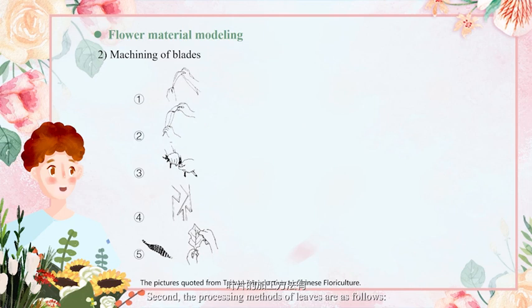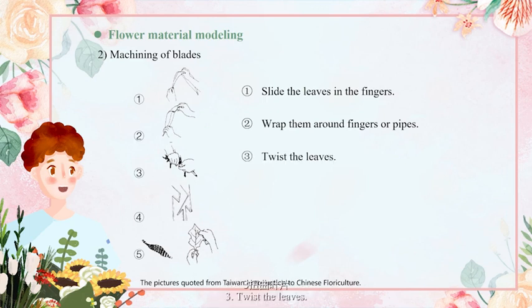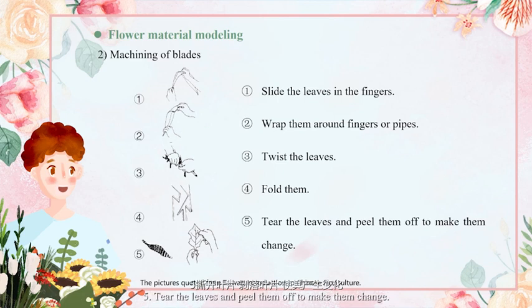2. The processing methods of leaves are as follows. 1. Slide the leaves in the fingers. 2. Wrap them around fingers or pipes. 3. Twist the leaves. 4. Fold them. 5. Tear the leaves and peel them off to make them change.